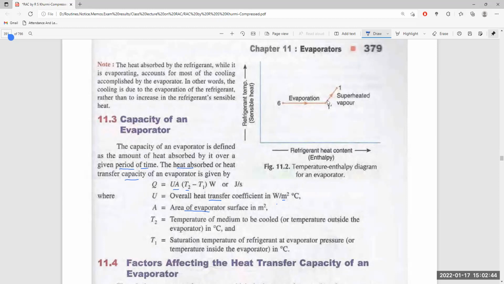That is the amount of cooling we are supposed to do. The outside temperature we have to cool to the inside temperature, through the area of the evaporator surface, and the overall coefficient of heat transfer. It should be in watts, or in joules per second.